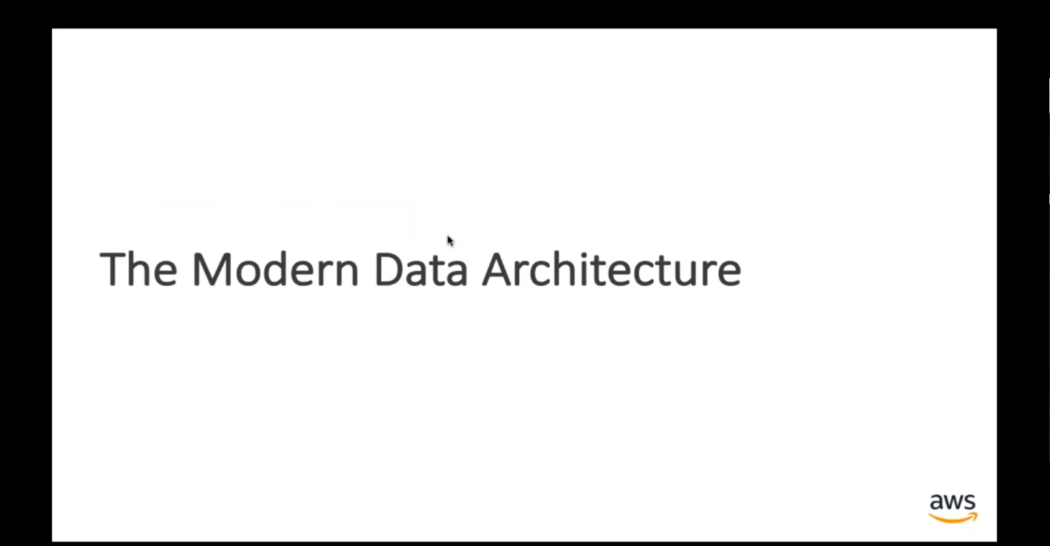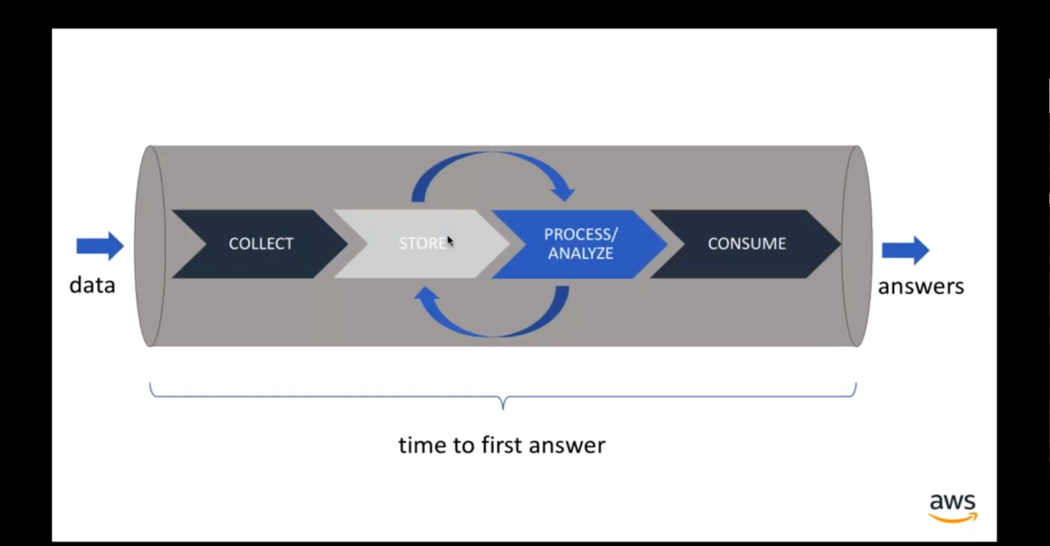How might we actually go about implementing that using AWS services? Well, before we look at some of those specific services and the ways in which we can apply them, I want to make one very important point. This diagram here shows a traditional analytics data pipeline. We're collecting data, storing it, processing it and analyzing it, and then finally consuming the results.